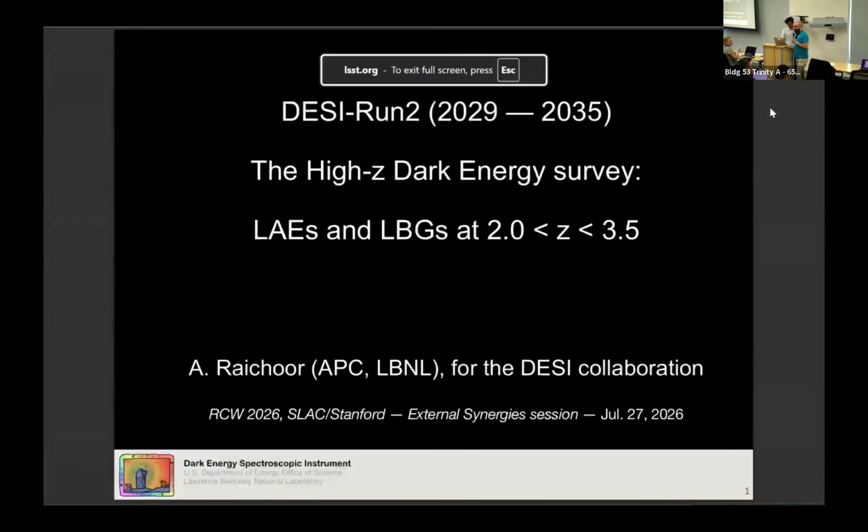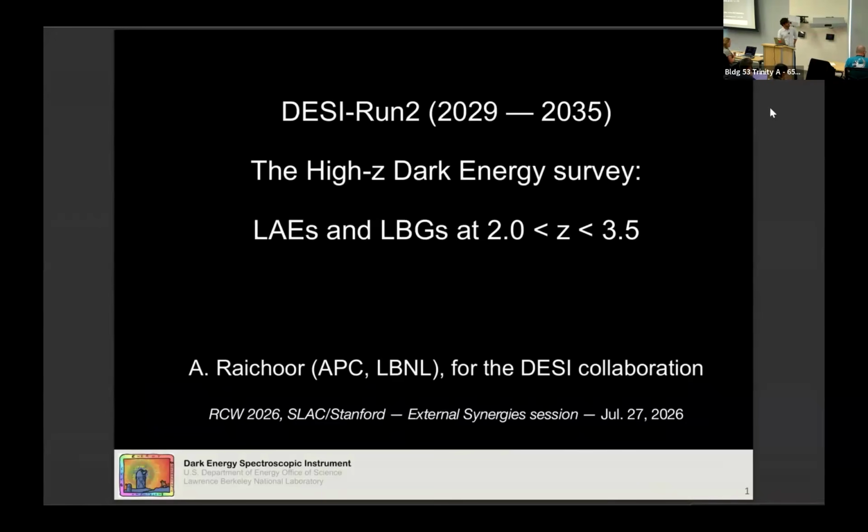Okay, let's talk about other synergies. Again, it's still me. So this time, it's about another large experiment, which is DAISY Run 2, which will happen in 2 years or 6 years, and specifically a sub-survey part of it, which is the IZ Dark Energy Survey, which will look at Lyman alpha emitters and Lyman break galaxies, at redshift 2 or 3.